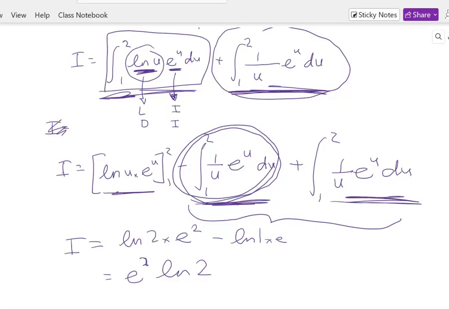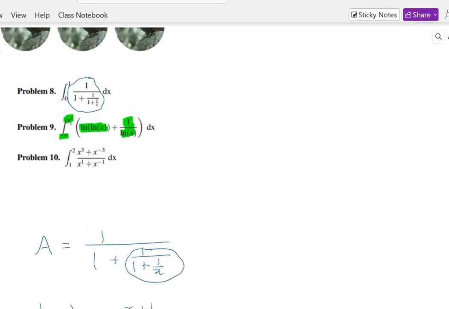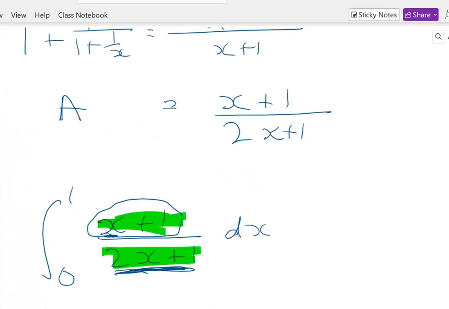Okay, last question, which is also really nice. Again, we're looking at it and you can see x cubed, x to the negative 3, yuck, yuck, yuck. Let's do some algebra work off to the side first and just see what's going on here.